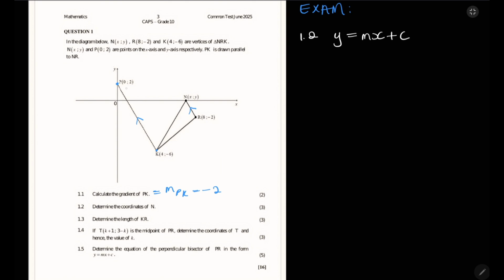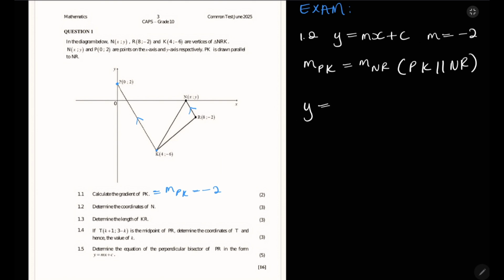So they told us here that PK and NR are parallel. And what do you know about parallel lines? They have the same gradient. So that means our gradient is equal to negative 2. We found this in 1.1, okay? So you can say the gradient of PK is equal to the gradient of NR, and we can give our reason as PK is parallel to NR.